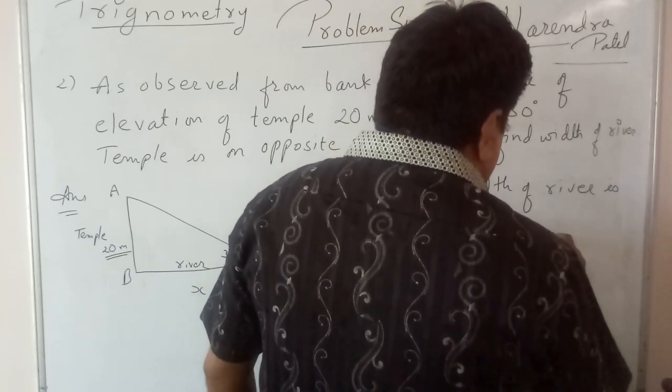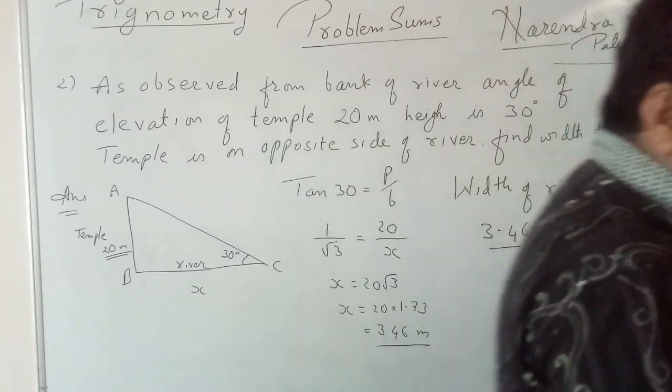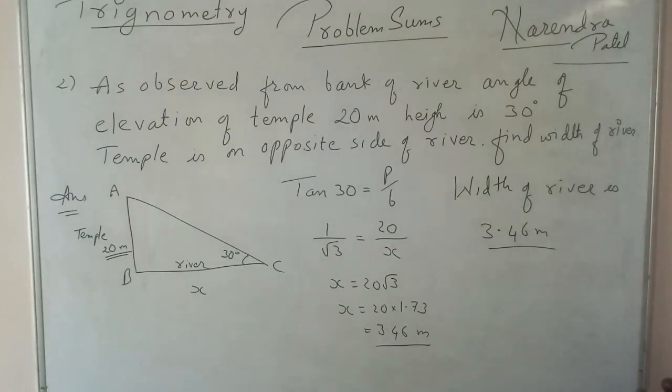34.6 meters. So what I have done: I have read the question, from that question I have drawn a figure, and then from that figure I have taken tan, and then I got the answer. The width of the river, I got it.